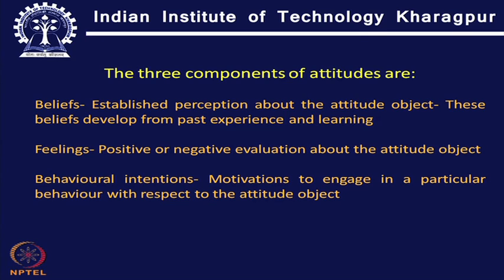The three components of attitudes are, first of course, the belief part, which is the established perception about the attitude object. These beliefs develop from past experience and learning. Feelings are the positive or the negative evaluation about the attitude object, and behavioral intentions are motivations to engage in a particular behavior with respect to the attitude object.